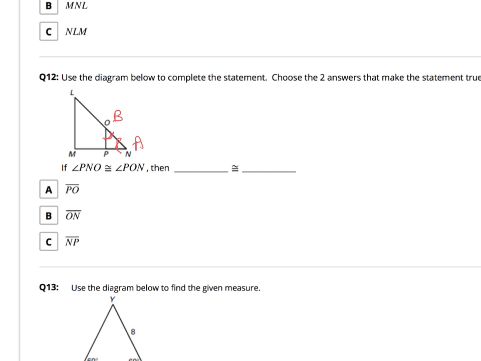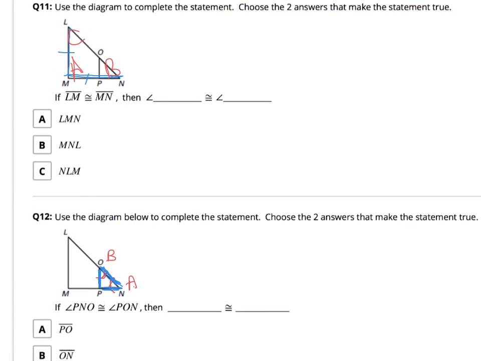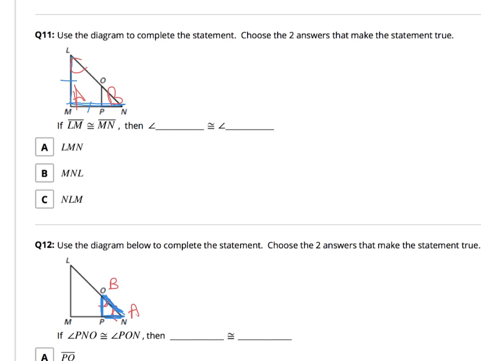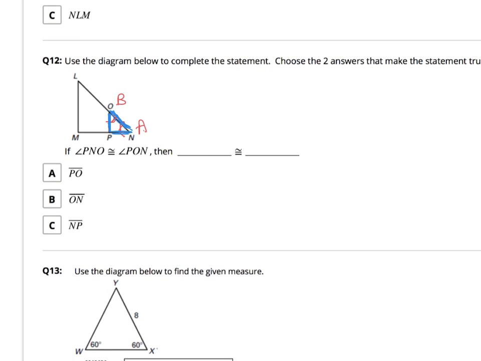I'm going to label those in blue. So PO is just this little guy right here. Okay, is it ON? Remember, you got to pick 2 of them are going to be equal to each other. Or is it NP? So this little triangle, which 2 are congruent? Now, if you use what you learned in the last one of what 2 segments were congruent, it was LM and MN, that might be of help for you down here. But you got to pick 2 to fill in the blank.